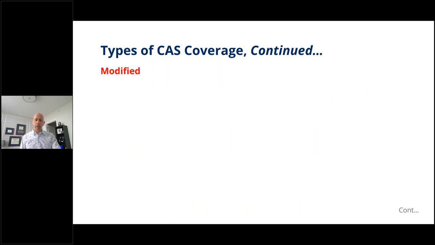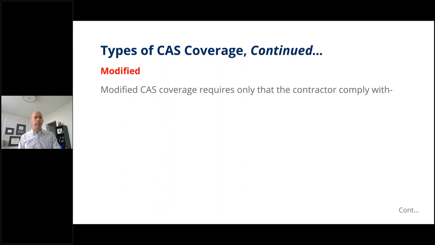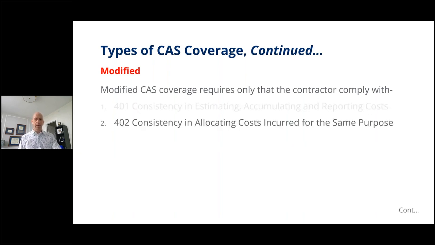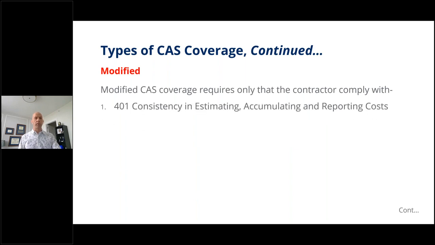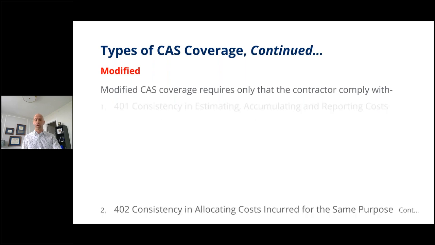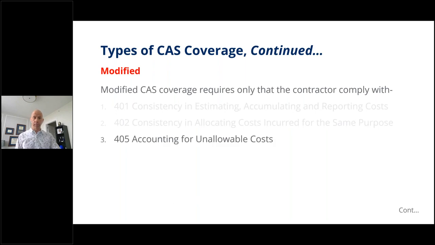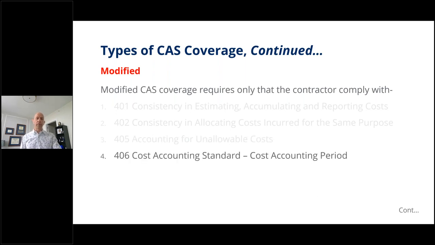I said that we had full CAS. We also have modified CAS. Modified CAS requires coverage with CAS 401 and 402 dealing with consistency. 401, consistency in estimating, accumulating, and reporting of costs. 402, consistency in allocating costs incurred for the same purpose. 405 for unallowable costs, shouldn't be any surprise there. And then 406, the cost accounting period.